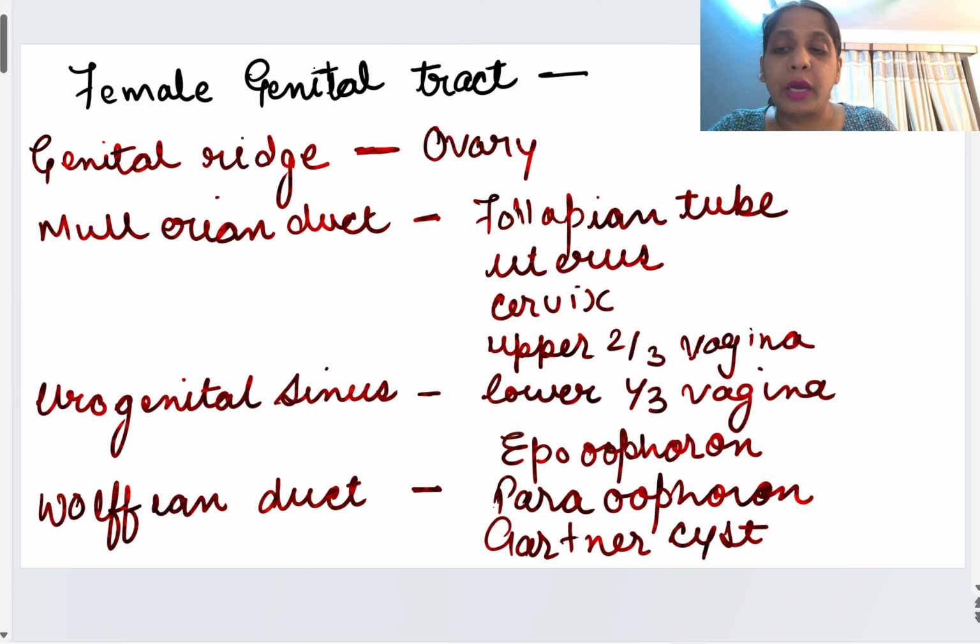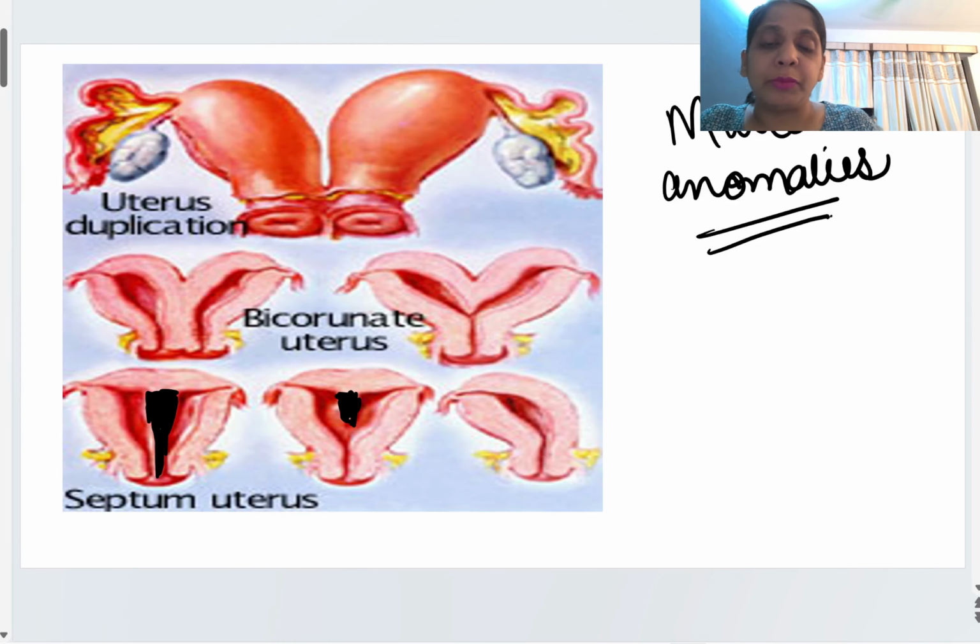Okay, now we were studying the female genital tract. We have studied this, right? Now let us study the Mullerian anomalies. Now what are the Mullerian anomalies? Let's see. First of all, there is Mullerian anomaly.